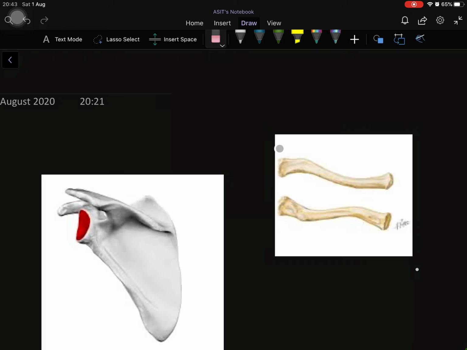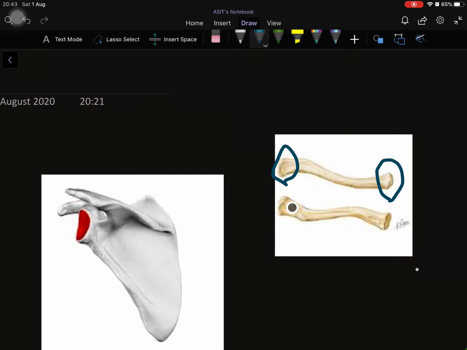Okay, this is the clavicle. This is the surface of the medial head of the clavicle, and this is the lateral head. This lateral head is connected with the scapula at the acromion surface, forming the acromioclavicular joint. The medial end is attached to the sternum, the middle part of the chest, and forms a joint called the sternoclavicular joint.